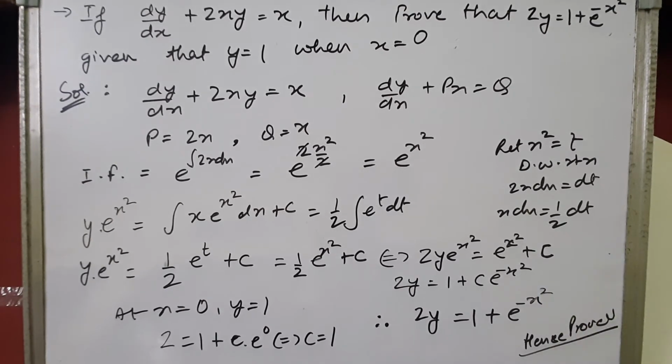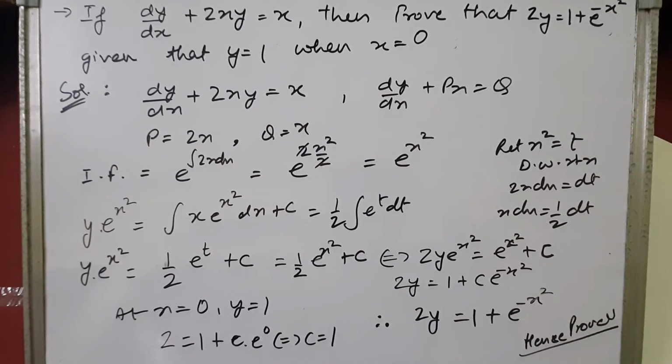Alright. Now in this solution, when we put x equals 0, y is 1, it is given in the question. So when we put x equals 0 and y equals 1 here in the solution, what we'll get? This will become 2 equals 1 plus c e to the power 0. The value of x is 0, so this whole exponent will become 0, and e to the power 0 will be 1. So we'll get 2 equals 1 plus c. When we transfer 1 that side, we'll get the value of c as 1.